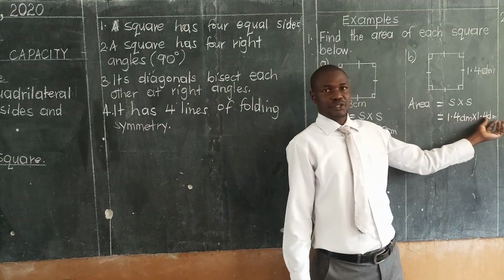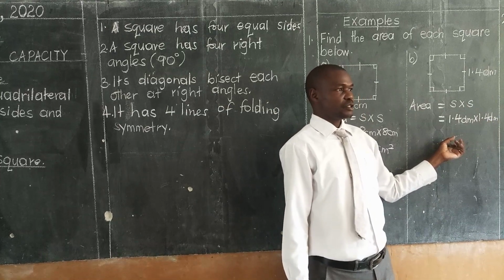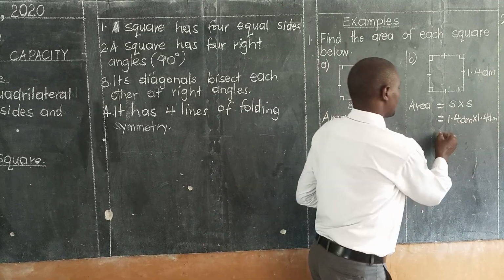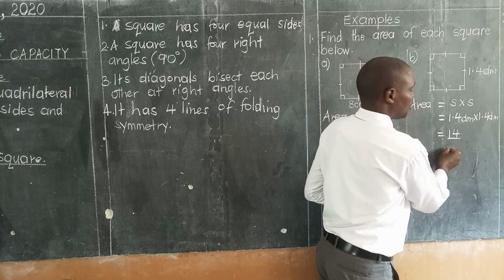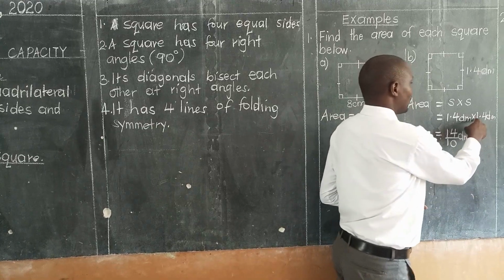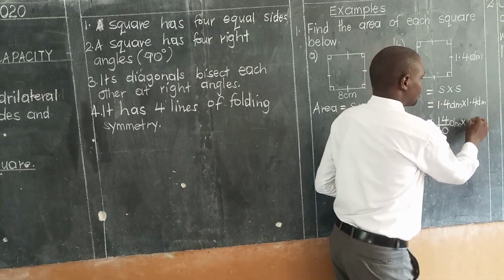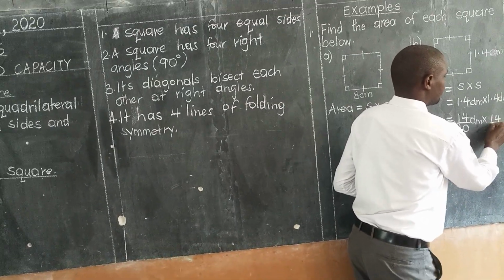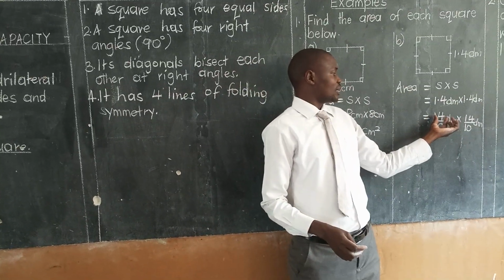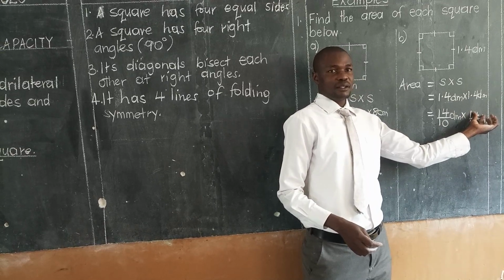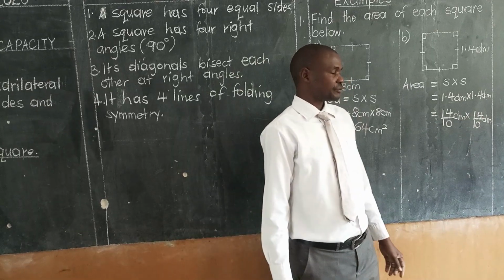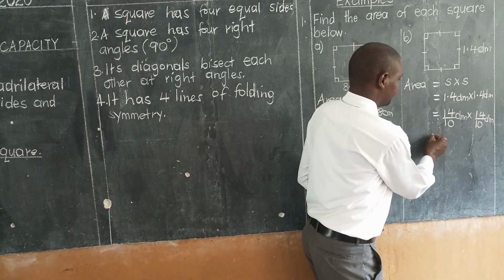When we have a decimal fraction, we have to convert it to a common fraction. So 1.4 as a common fraction is 14 out of 10 decimeters times 1.4 converted to 14 out of 10 decimeters. Now we have a task of multiplying numerator by numerator, then denominator by denominator. 14 times 14, let's work it out together.